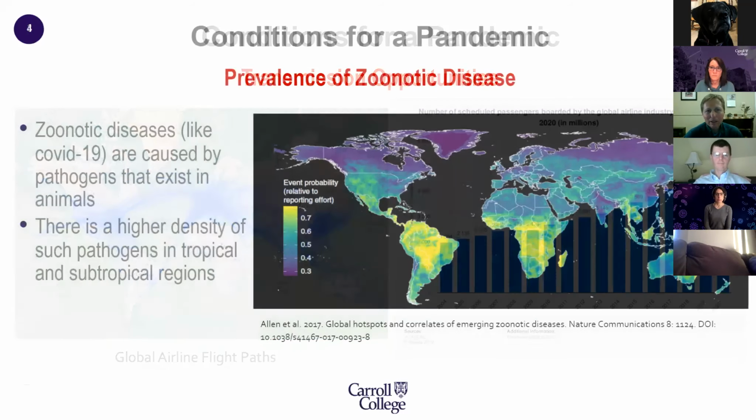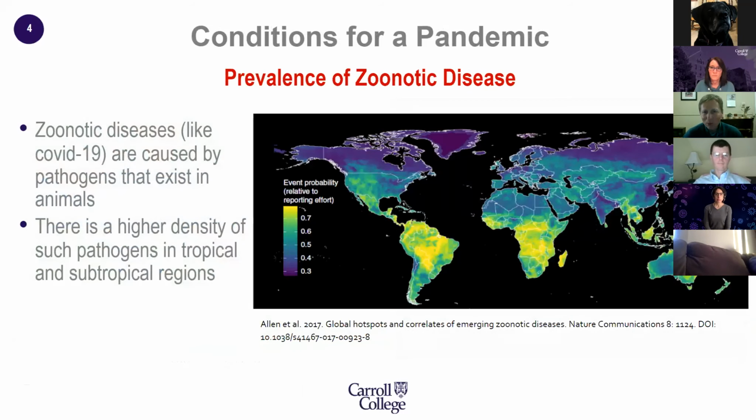A third condition is the prevalence of zoonotic diseases that we know are out there in the environment. Even though, as was stated earlier, it's a rare event for a virus to jump from an animal reservoir to humans, and then even rarer for it to be transmissible by humans, the sheer numbers of viruses that we now know exist out on the landscape is quite phenomenal.